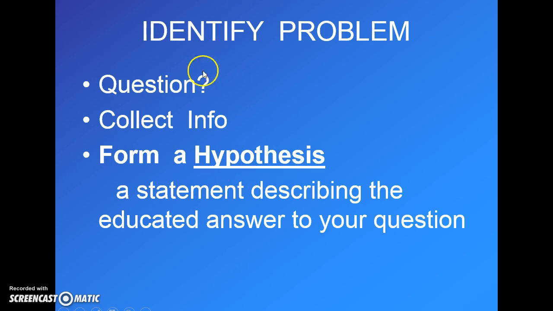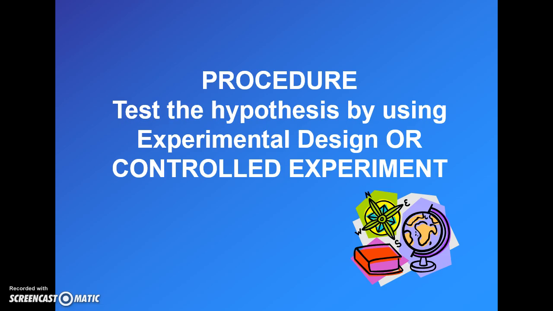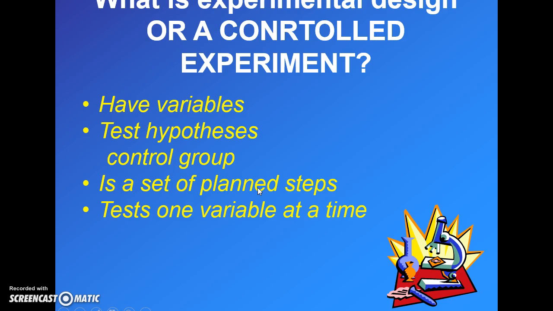When we identify the problem, we ask our questions, we collect information, and from that information, we form a hypothesis. Sometimes this information comes from research from other scientists, sometimes it's from our background knowledge, our experience in life. So when we form a hypothesis, we're just making a statement, describing our educated answer to the question we pose. When we follow our procedure, we test the hypothesis by using experimental design, or sometimes we call it a controlled experiment.